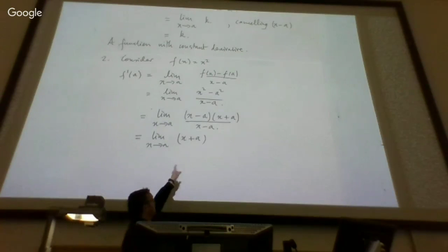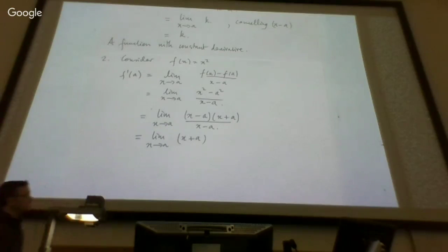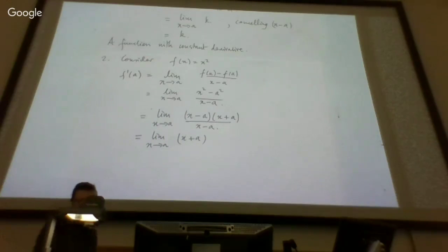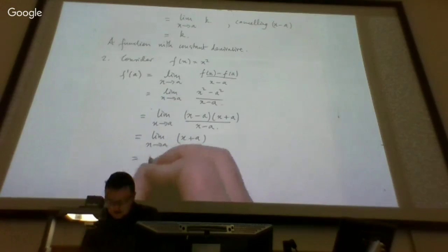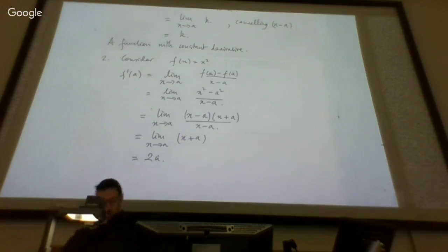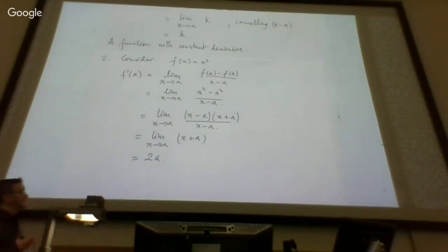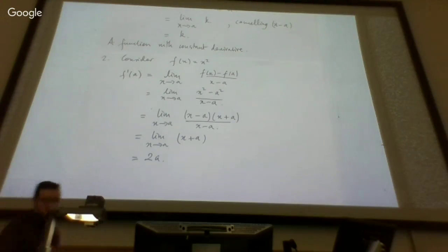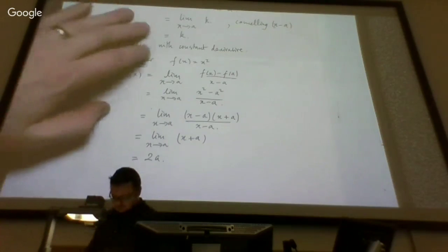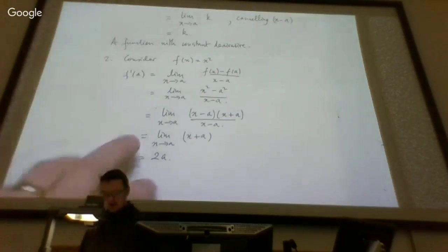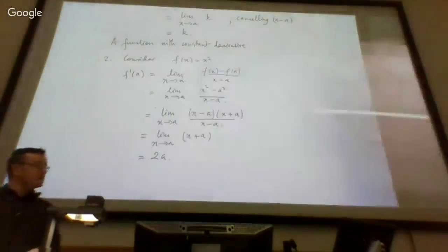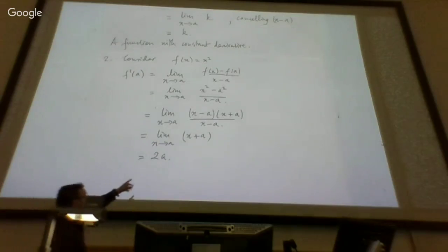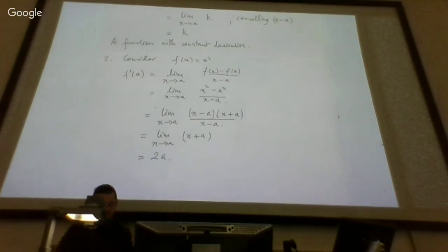Now this is a nice continuous function, x plus a. So its limiting value as x approaches a is we just substitute a for x, and we get the quantity 2a. A plus a, 2 times. Okay, so here the value of the derivative does depend on where you're evaluating, because there is an a in the answer.